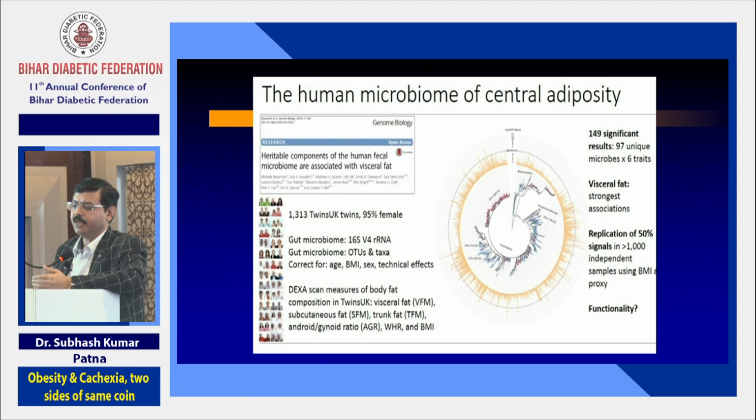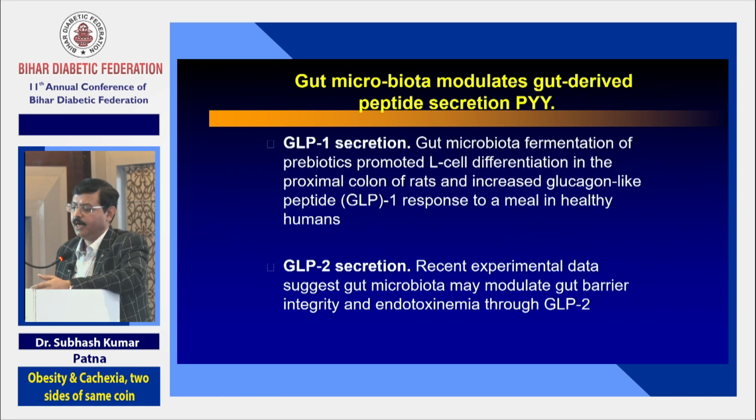This is the study which I was just talking about, that the human microbiome and central obesity have a direct relation, and different gut profiles have been studied in twin cohort studies. You can see that if gut microbiota is modulated, it can have an impact on different disorders, including adiposity and other aspects. And how does it help?